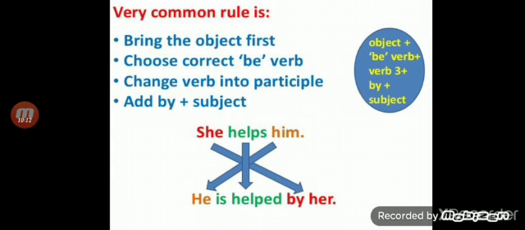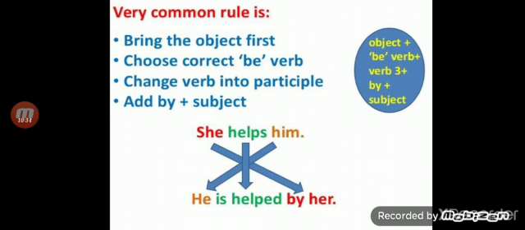The very common rule in this voice is: bring the object first, choose the correct be verb, change the verb into the participle, add by plus subject. This is the common rule to change a sentence from active voice into passive voice.